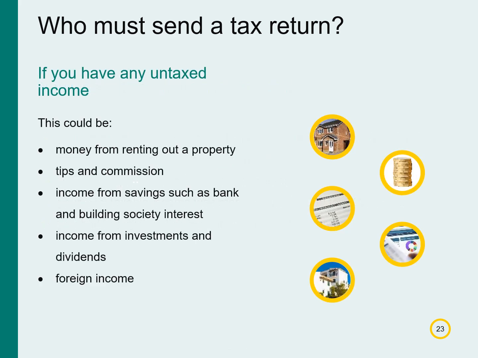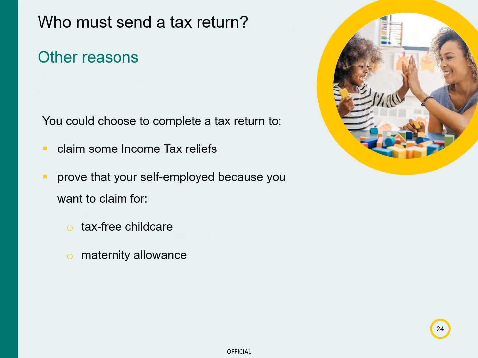If you have any untaxed income, you may also have to send us a tax return. This could be money from renting out a property, tips and commission, income from savings such as bank and building society interest, income from investments and dividends, or foreign income. You could choose to complete a tax return to claim some income tax reliefs, or to prove that you're self-employed because you want to claim for tax-free childcare or maternity allowance.